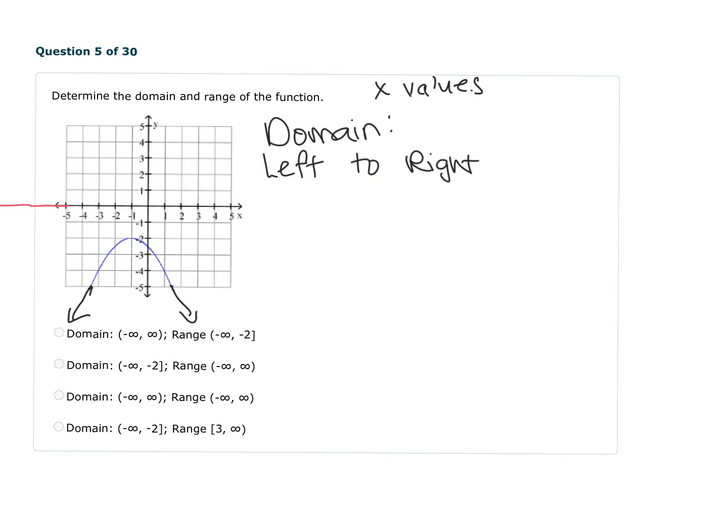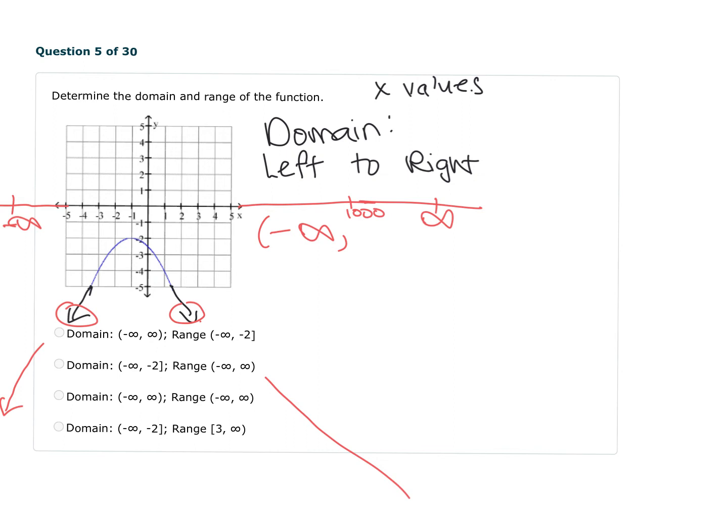So on my x-axis, this arrow goes all the way this way to negative infinity, which is why I would start my domain at negative infinity. And then this arrow is going to go all the way to 10, 100, 1,000, all the way to positive infinity. This graph keeps going like that, all the way down, right? So it would be from negative infinity to positive infinity for my domain.